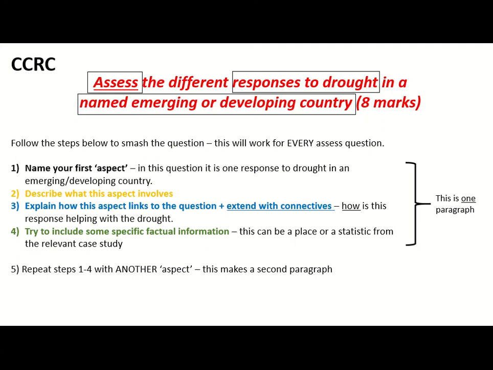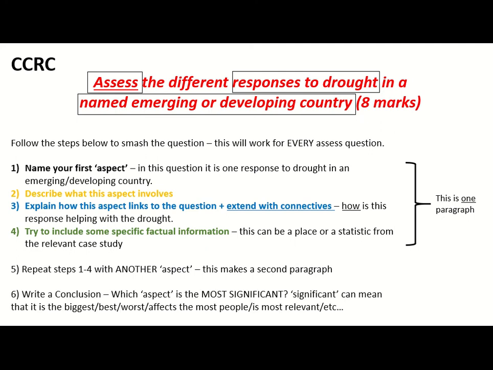But remember, you've got to reserve one paragraph at the end, your conclusion, to tell me which of those two is the most significant. Now, you could do four paragraphs in total if you wanted to, so you've got a bit more to draw from. But time is a factor. 8-mark questions should be answered in about 10 minutes total. So to do any more than three paragraphs is quite tricky.